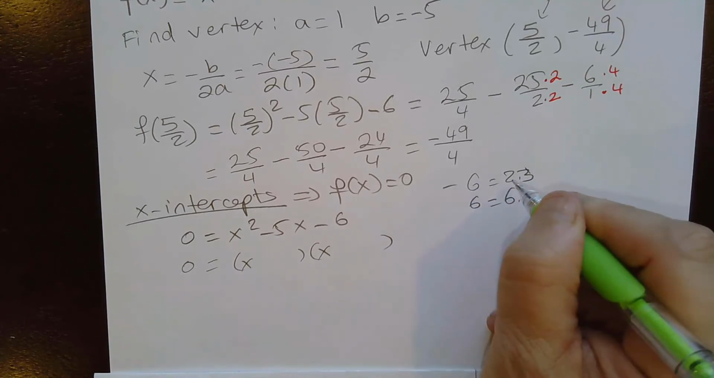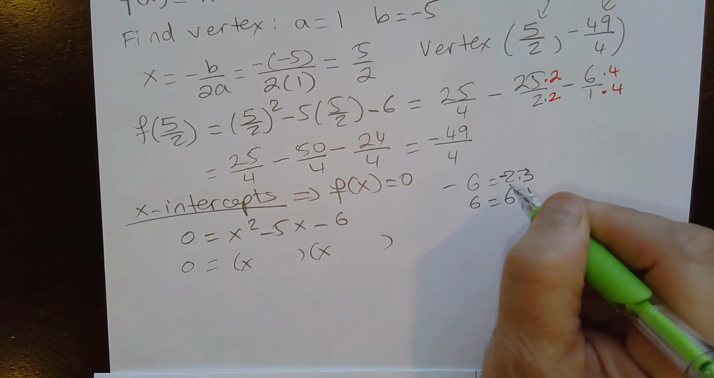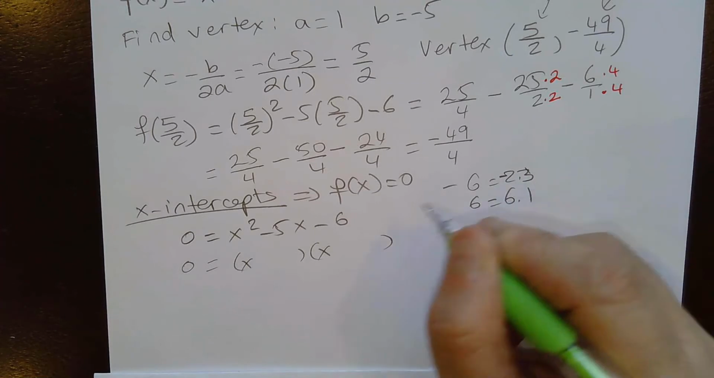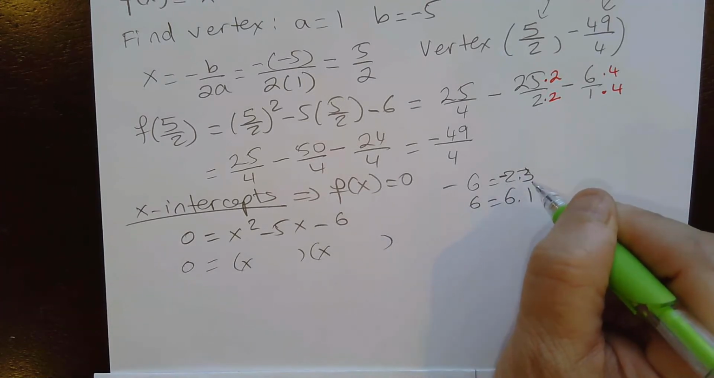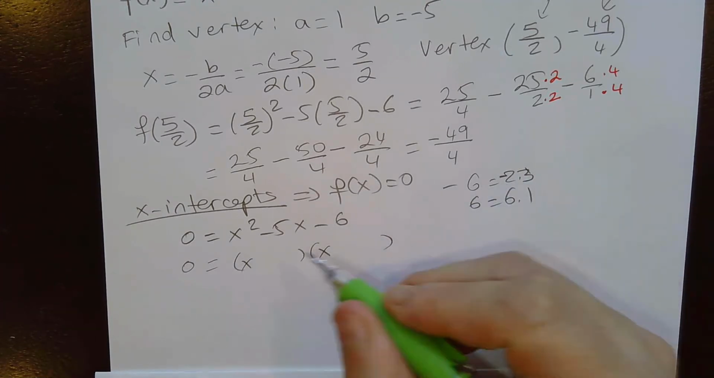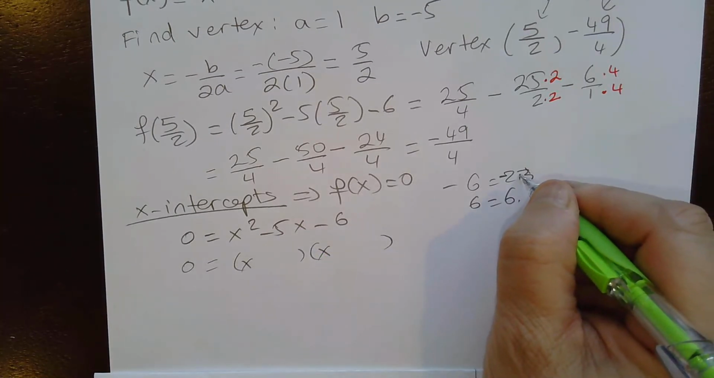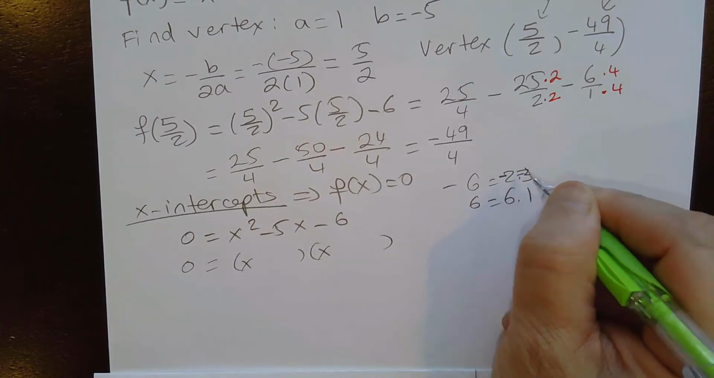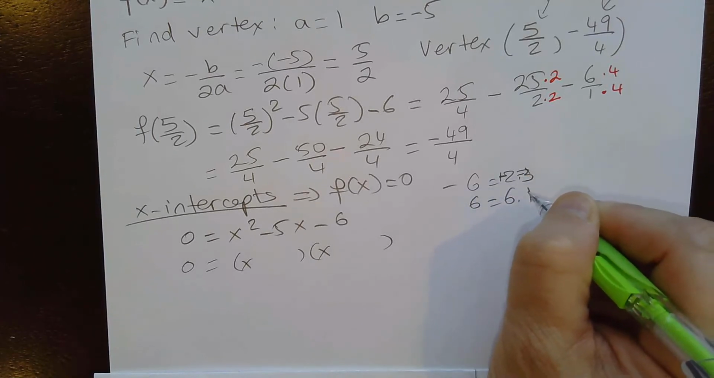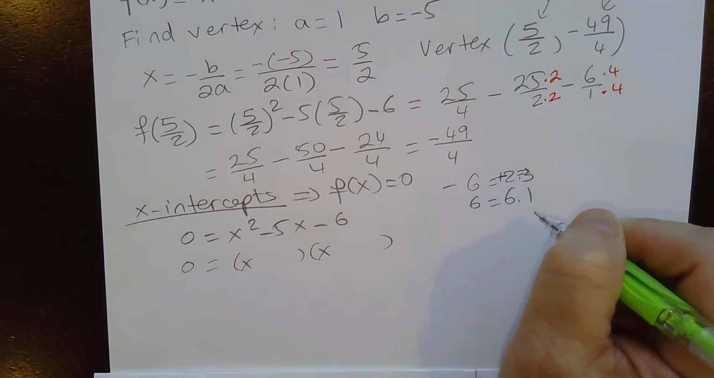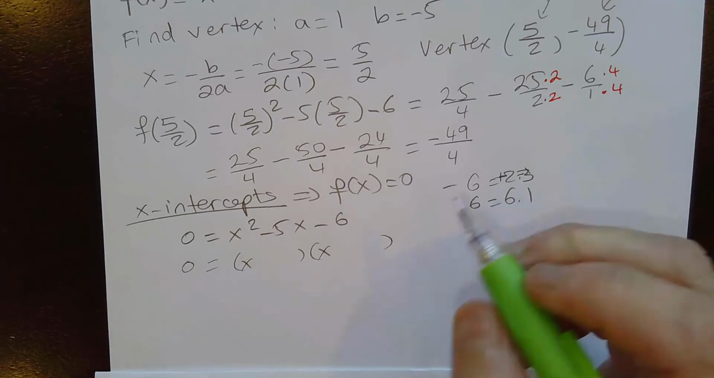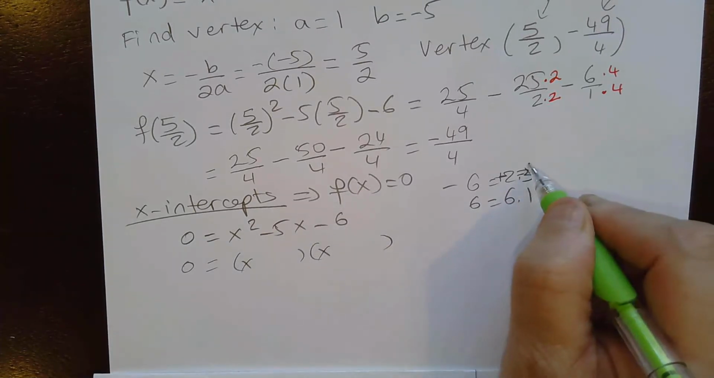If I choose the 2 to be negative, negative 2 times 3 is negative 6, yes, but negative 2 plus 3 gives me positive 1. I don't have a 1 in the middle term. Or you can make the 3 negative and this one positive. Again, if we add these two numbers, I'm going to end up with negative 1, not negative 5. So this is not an option.